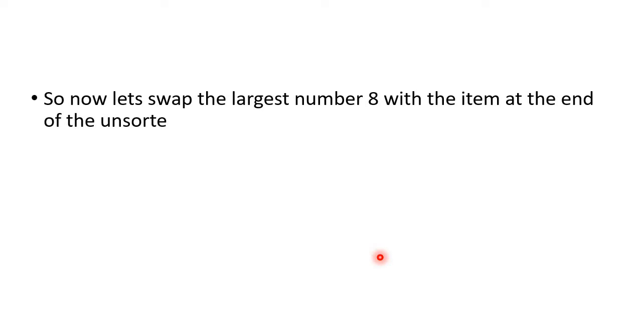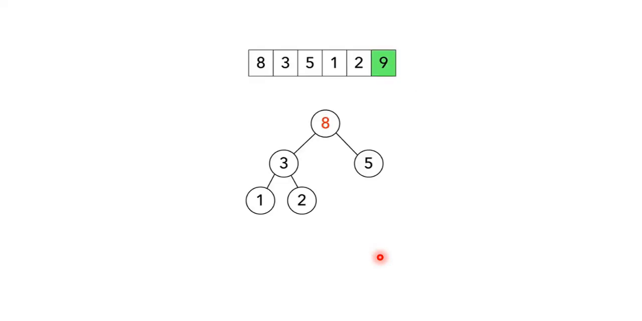So now let's swap the largest number 8 with the item at the end of the unsorted part of the array. Now you can see this 9 is in the green portion and the green portion is the sorted part. So we only have to consider the portion that starts from 8 and ends at 2. And now we will swap the 8 with the last place of the unsorted array.